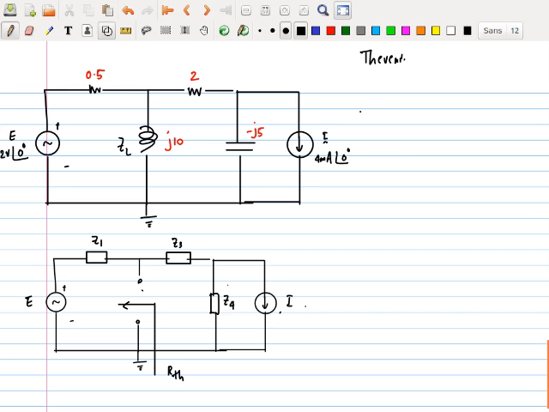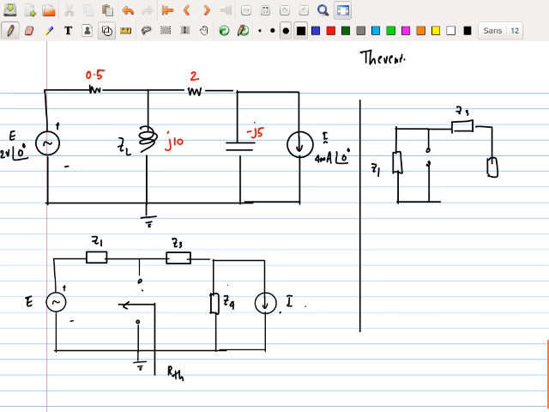So what do I get? Here, this is what I get. Draw a straight line. This is going to be short circuited. So if it is short circuited, I would have something like this. This is Z1, short circuited. This is open circuited. If it's open circuited, I will have Z3, Z4, and that's what I got. And I have to find the equivalent impedance here. What is the equivalent impedance?